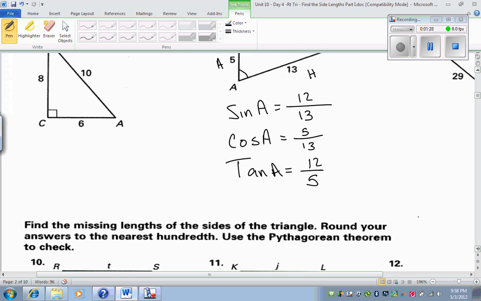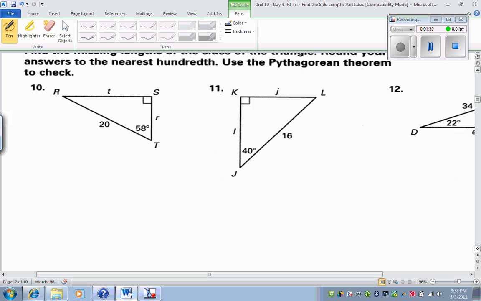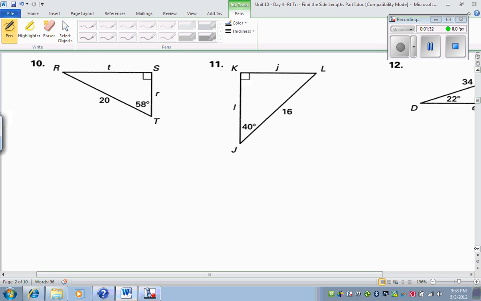I'll scroll down. Now, the next problem you had to work on was problem number 11. This is the angle we're talking about. Remember, we don't care about the 90. They're all going to be 90. If I do that, this is hypotenuse, this is opposite, and this is adjacent. I don't care which one you want to start with. I'm going to try to find J first.